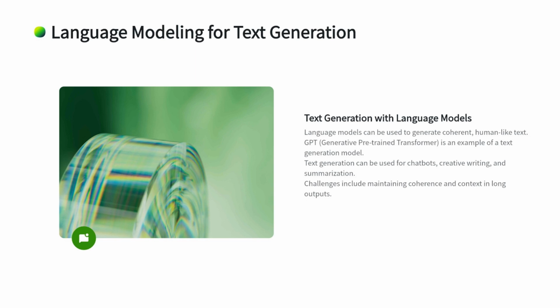Language models are often used for text generation, where the model creates new text based on an initial prompt or context. GPT, Generative Pre-trained Transformer, is one of the most famous models for this task. Trained on vast amounts of text, GPT generates text by predicting the next word in a sequence, given the words that came before it. This allows GPT to produce coherent, human-like text. Applications of text generation include chatbots, creative writing, and summarization.